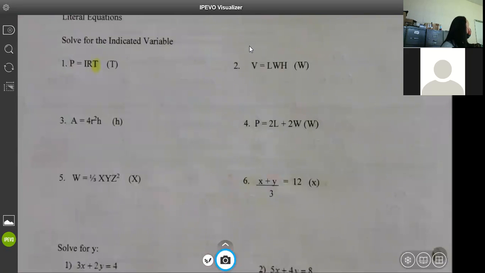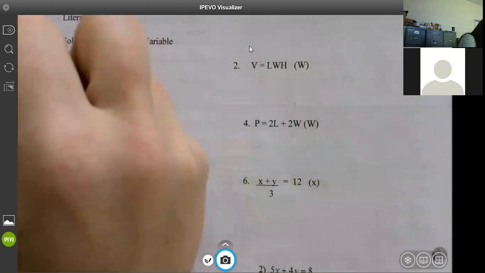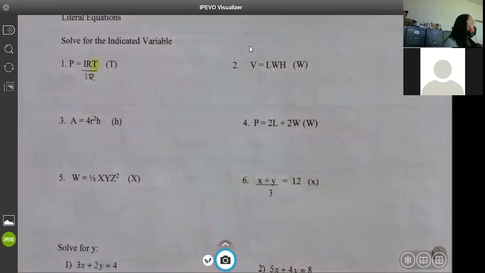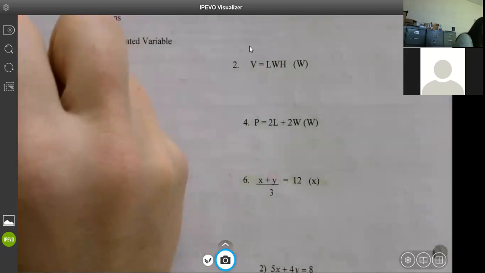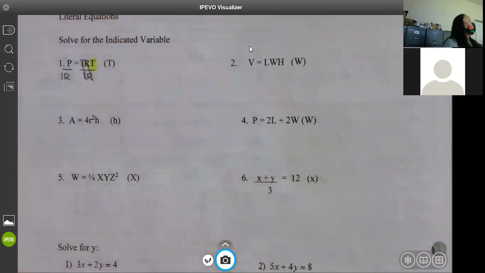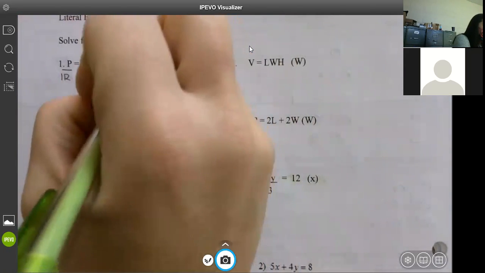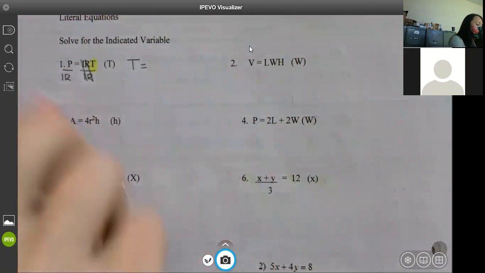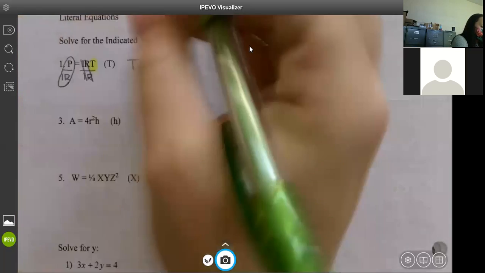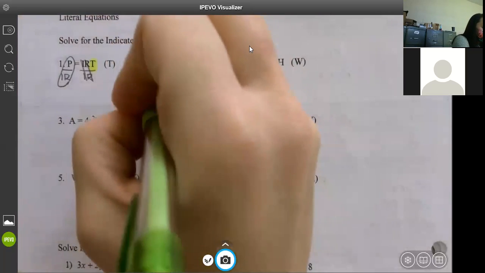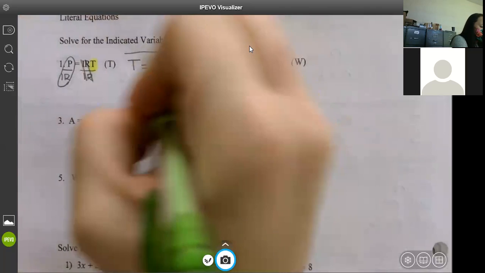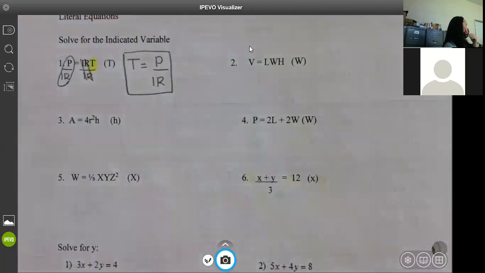How do we get rid of it? We divide it out because we do the offset. So we're going to do it all at the same time because they're both multiplication. What I do to one side, I do to the other. So these two will cancel out just like it does before. We left ourselves with T, and then we just rewrite what's on this side, P over IR. It's not complicated, okay? It's not. Don't stress out about it at all.